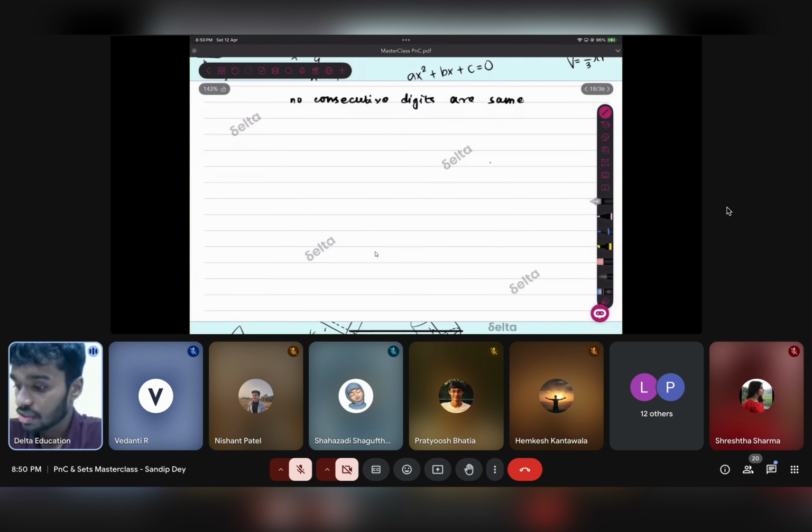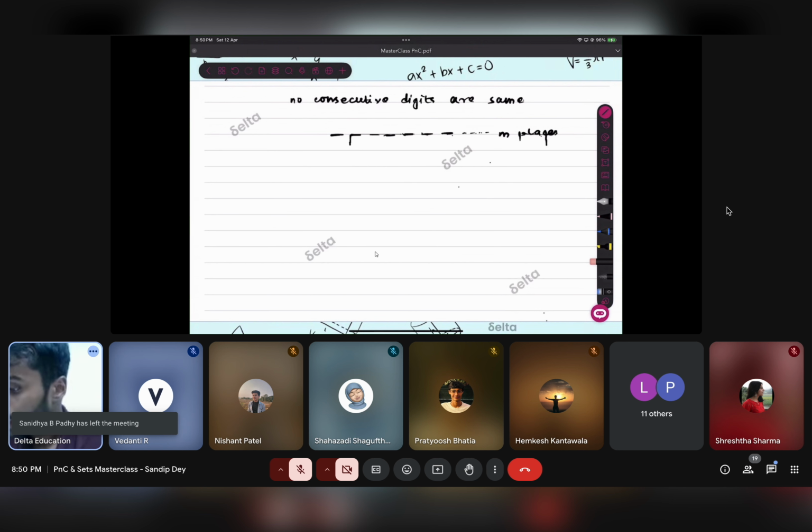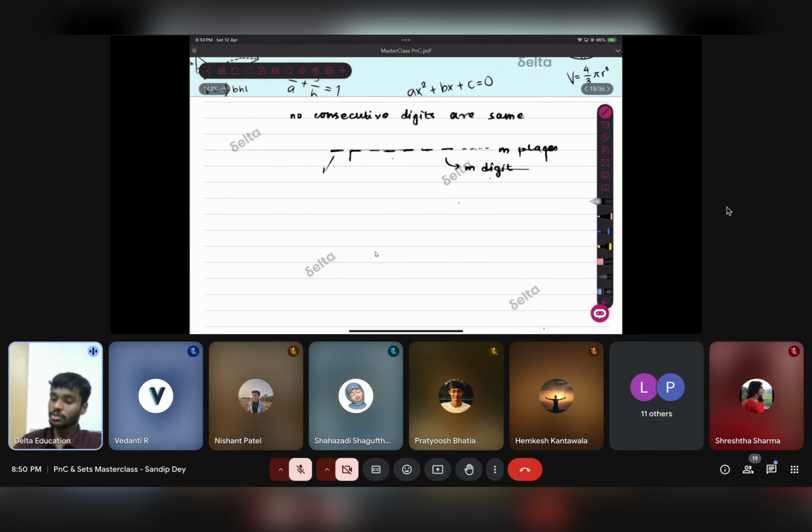Now, let's do something. Say I have a number which is an m digit number. Let's say there are total m places, right? This number is an m digit number. Now, in how many ways can I create an m digit number? How many digits can I place in this position? As I am saying, this is an m digit number, right?